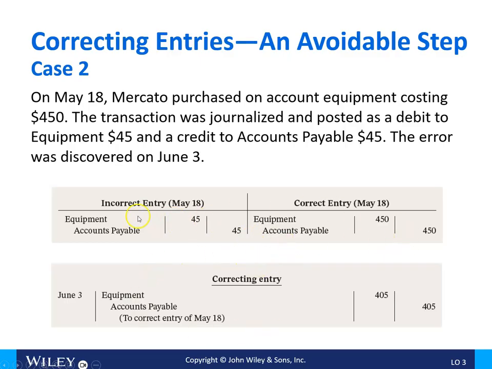So our correcting entry is going to look like our incorrect and our correct entry, but with just a different dollar amount. So we're going to debit equipment, credit accounts payable. The amount is $405. That's the difference between 450, what it should have been, and the 45 we did. That difference, $405, is our correcting entry.